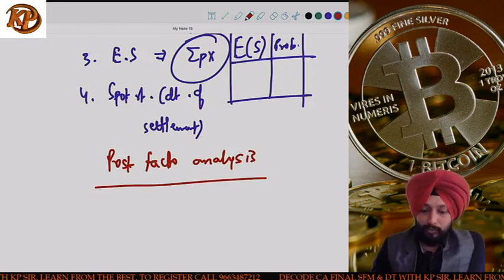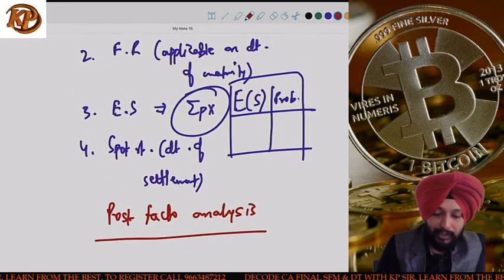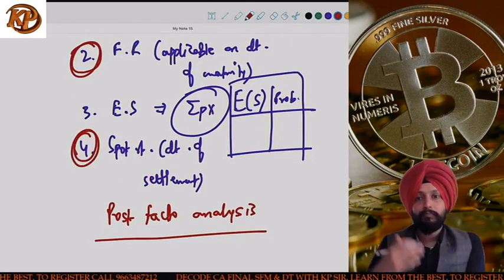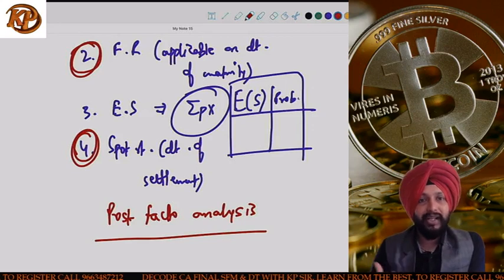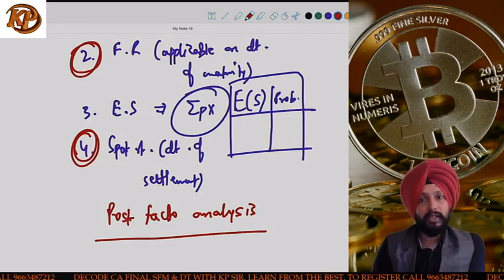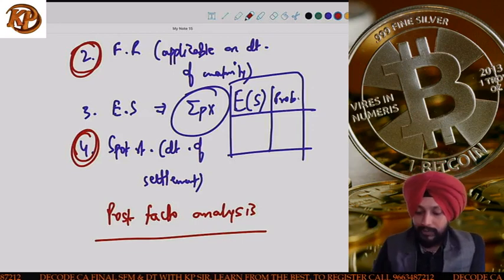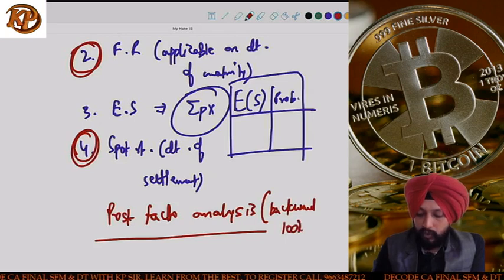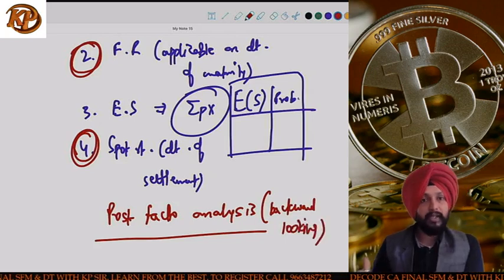In post facto analysis, we take the rate at which we have taken the forward cover and the spot rate on the date of maturity. We compare the 2 rates and tell whether the company benefited by taking a forward cover or not. This is backward looking analysis. They will ask you, did the company benefit by taking a forward cover?